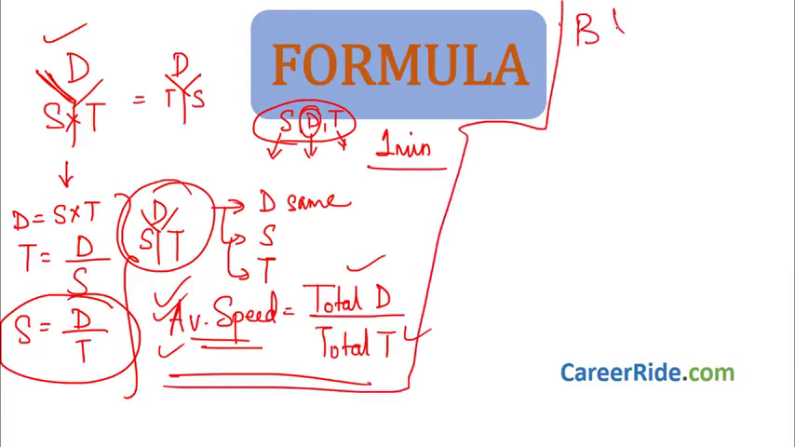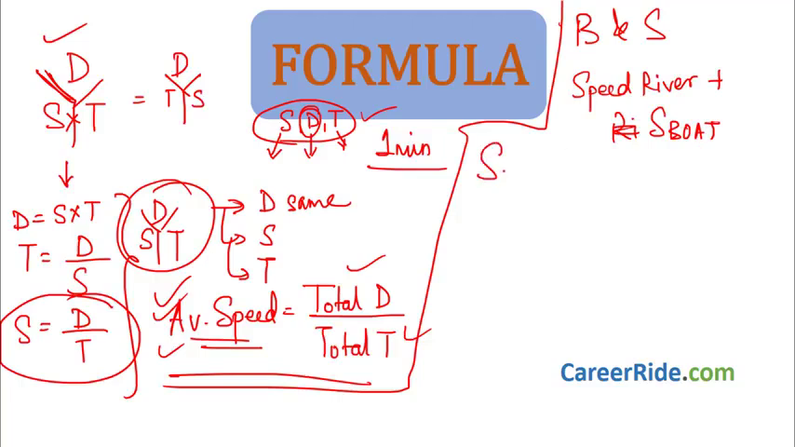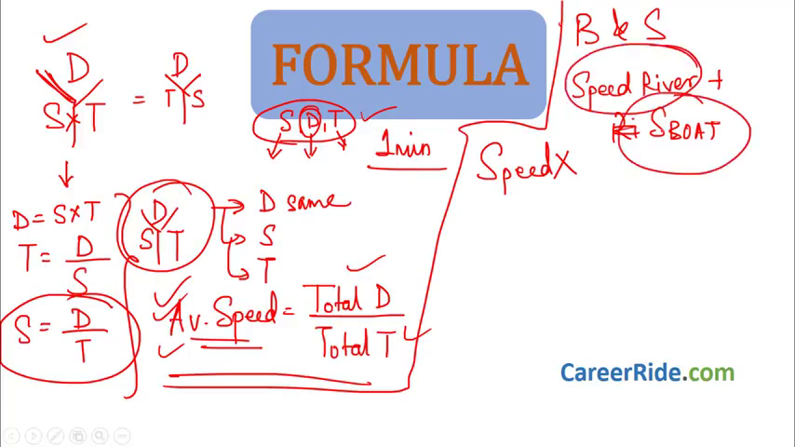In boats and streams, there is nothing but speed, distance, time only. You have to solve the sums the same way as you solved the speed, distance, time sums. There is only one small addition, that is you have to consider the speed of the river and the speed of the boat. So over here we do not have a normal speed. What do we have? We have the speed of the river and we have the speed of the boat. Let us see what we exactly mean by this.